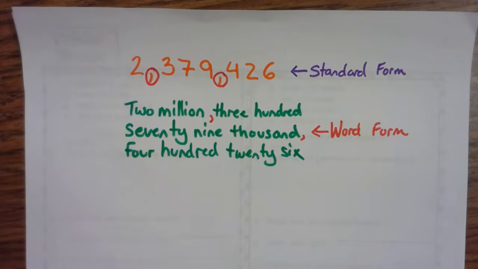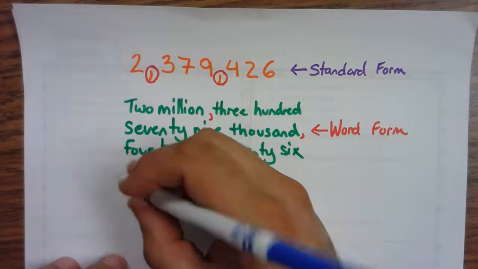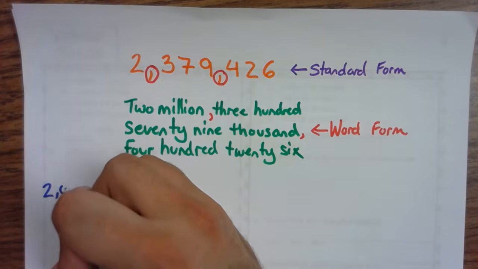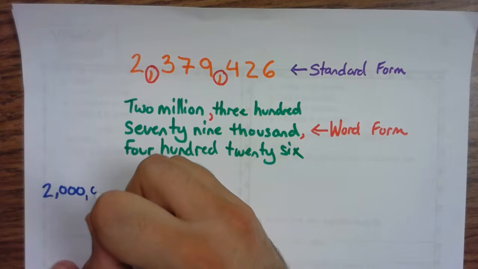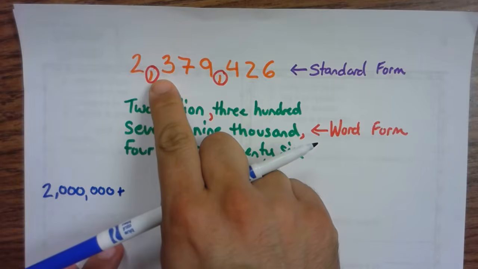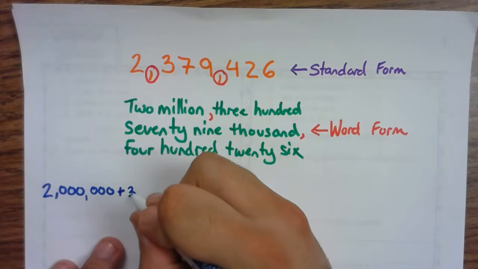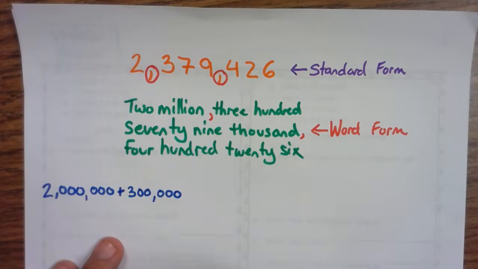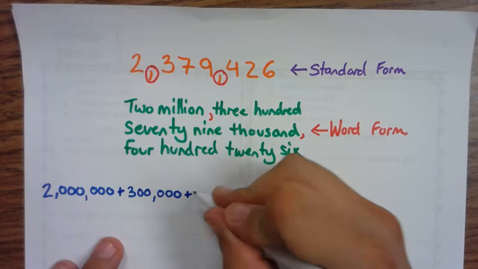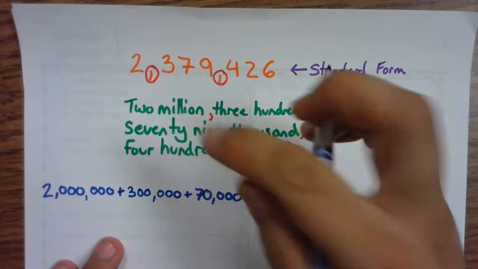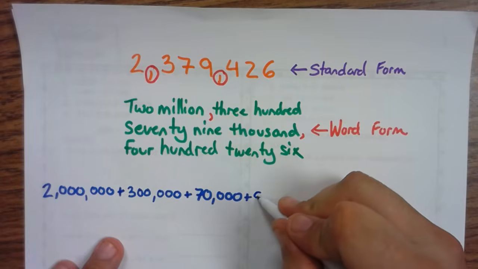So I know that 2 there, and I could certainly make another place value chart if I needed to. That 2 there represents 2 million. So I'm going to need a lot of room for this one. That's 2,000,000, okay? Plus that 3 represents 300,000, okay? That 7 is 70,000. That 9 is 9,000.